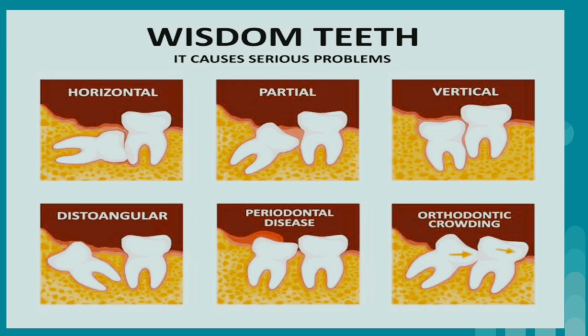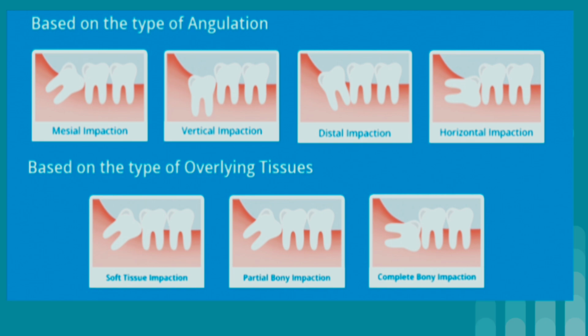Okay, periodontal disease, like if there is any pericoronitis, you can see it in this form. Orthodontic crowding: while erupting, the third molar will cause pressure on the other teeth, so it pushes the other teeth and causes misalignment of the teeth due to the third molar eruption. Here also you can see clearly how mesial impaction looks: vertical impaction, distal impaction, horizontal impaction.